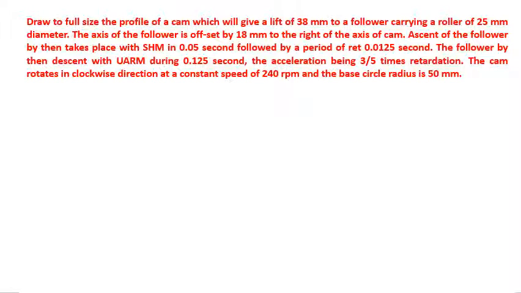Which is nothing but the stroke length, to a follower carrying a roller of 25 mm diameter. So a roller follower is given and its diameter is 25 mm. The axis of the follower is offset by 18 mm to the right of the axis of the cam. So the type of follower is an offset follower, whose distance is 18 mm from the axis of the cam.